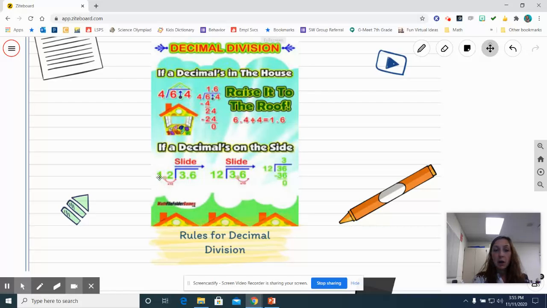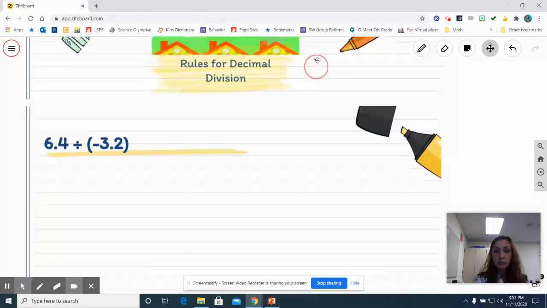If there's a decimal on the side in the divisor, we want to make that a whole number. So we're going to multiply by 10, which is just a shift of the decimal. We'll shift that right. However many places we have to shift the decimal in the divisor to the right, we have to do the exact same thing to the decimal in the dividend.